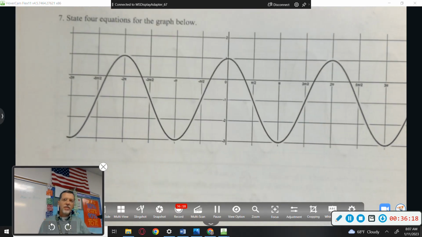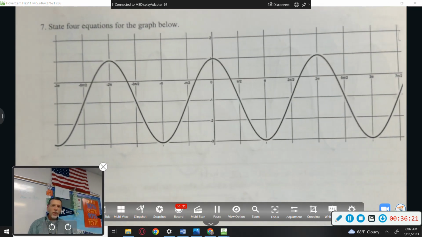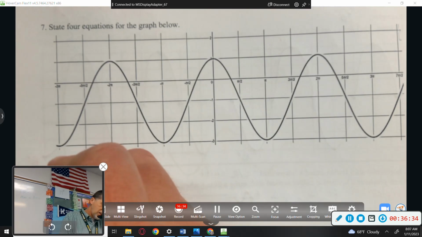Number 7. State 4 equations for the graph below. Okay, I don't know that we'll get to 4 of them. What shape does that look like to you? Cosine. I like that. So let's say it's cosine.